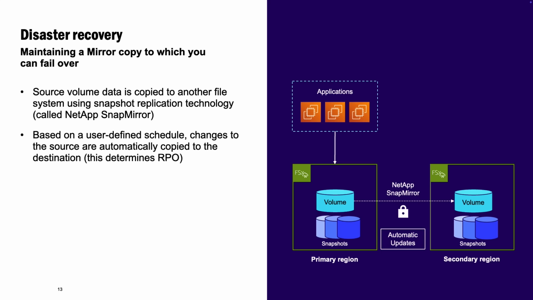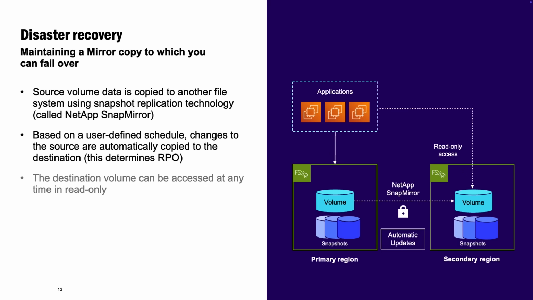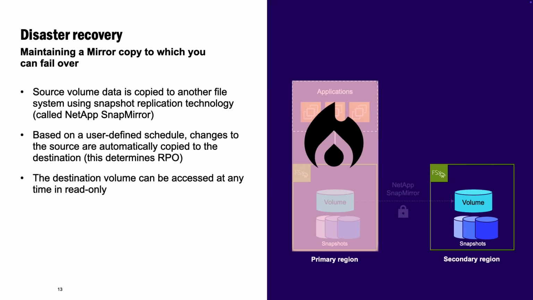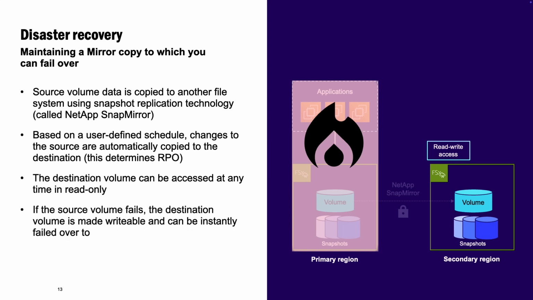Upon updates, only changes that occurred in the source volume since the previous update are copied to the destination. Once the initial copy is completed, the destination volume can be accessed at any time for read operations only. Whenever a major disaster strikes and the source volume is unavailable, the destination volume can be made writable or activated. Applications or compute services can instantly fail over and access their data. Now that we've understood how the technology works, let's see it in action.